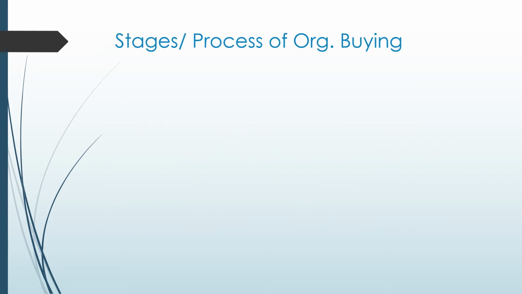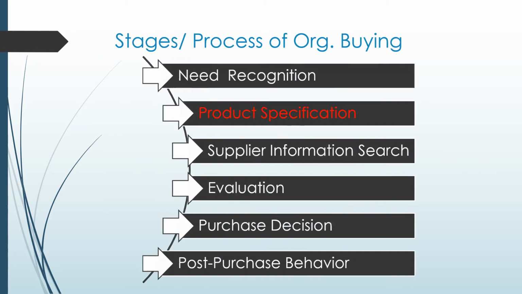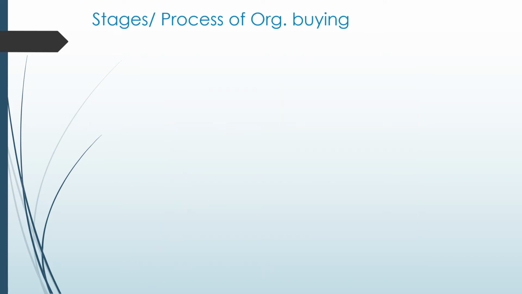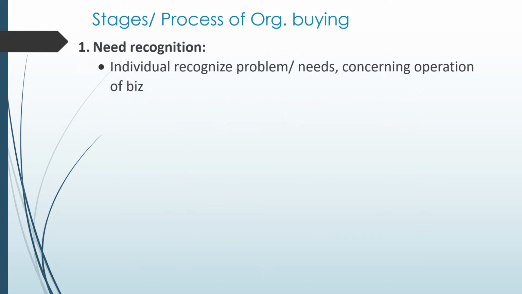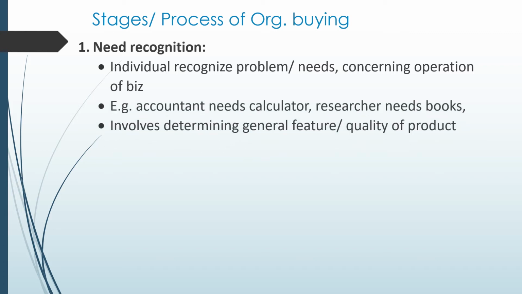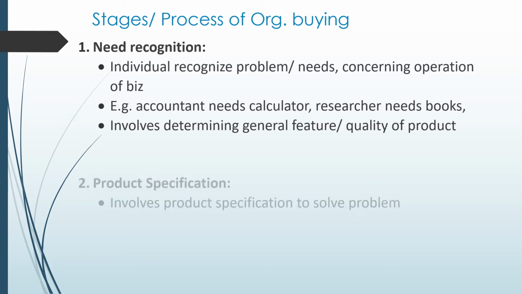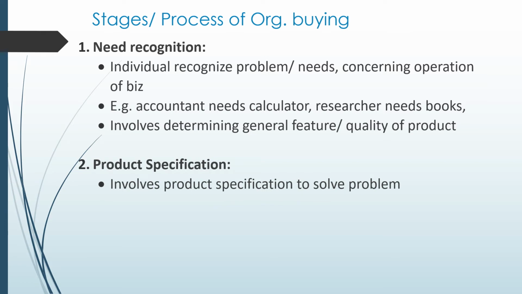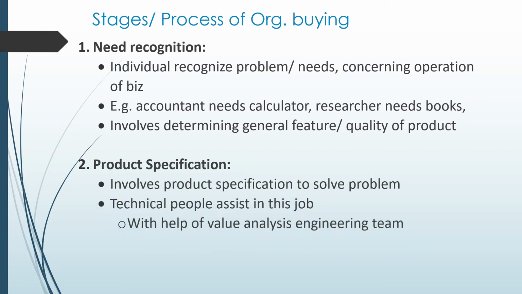Now we have the stages and process in the buying decision. So there is need recognition, product specification, supplier information search, evaluation, purchase decision and post purchase behavior. Over here the product specification is different from consumer buying behavior. Now talking about need recognition, an individual recognizes problems and needs concerning the operation of the business. For example, an accountant needs a calculator, a researcher needs books. Product specification involves determining the general features and quality of the product to solve the problem.